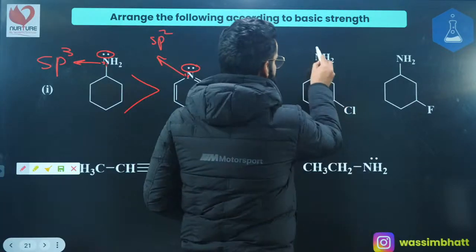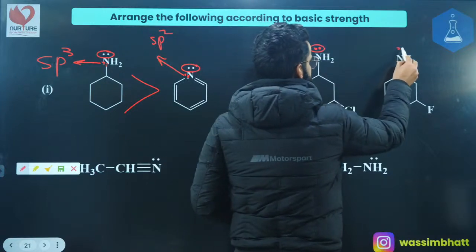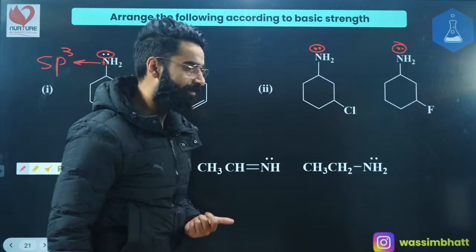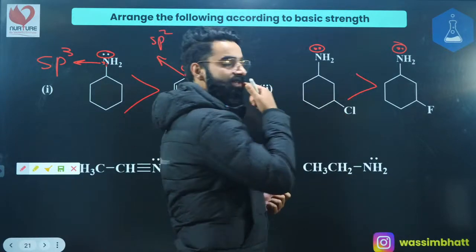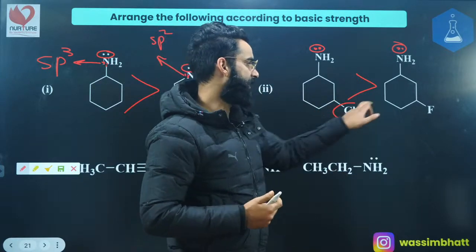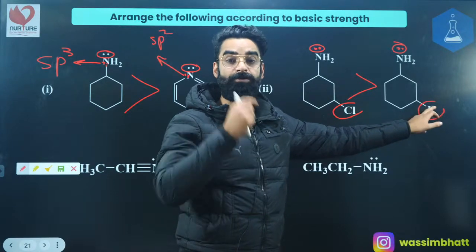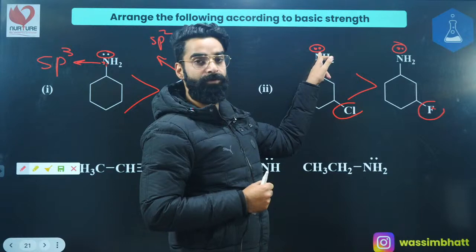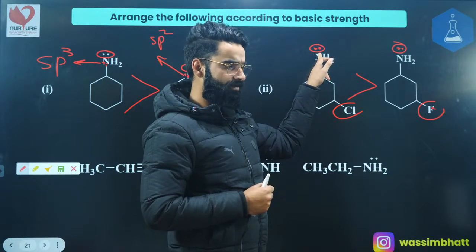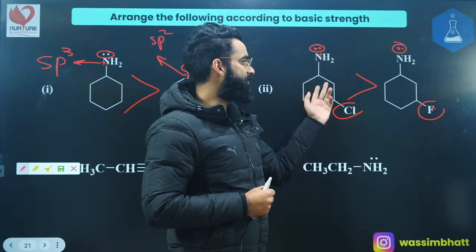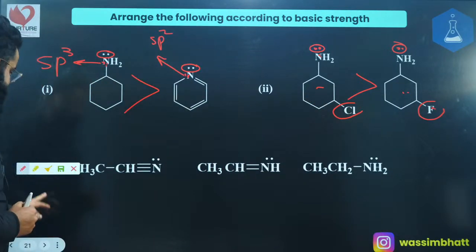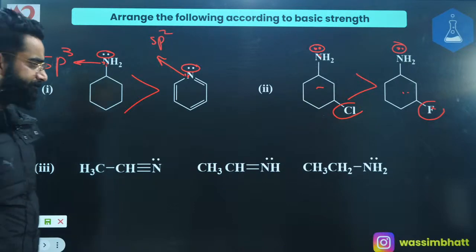Simple. This nitrogen has got the lone pair, this nitrogen has got the lone pair, correct? So where will the lone pair be more available? I'll say the lone pair is available more in the first case, because over here you have got chlorine, over here fluorine. Fluorine is more electron withdrawing. Yes, the availability of the lone pair over here is more, due to which it's going to be more basic as compared to this. Right, people?